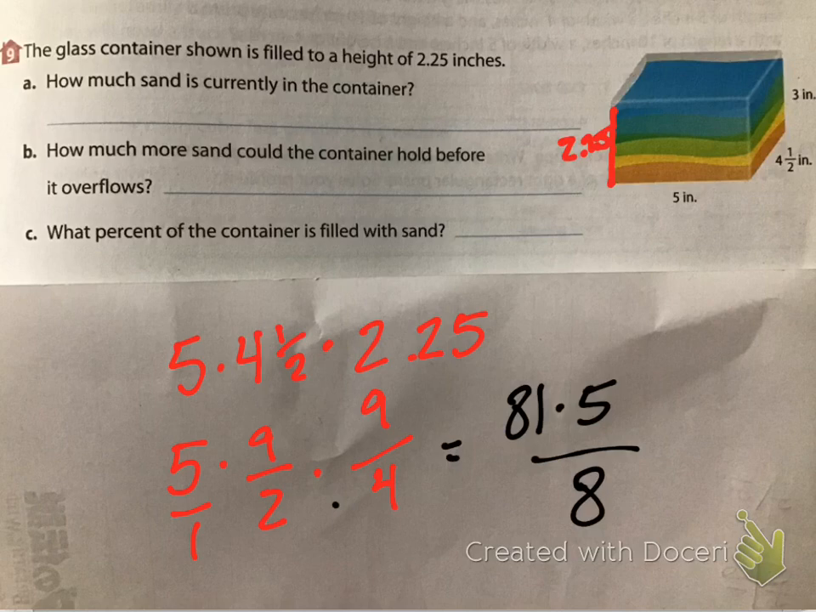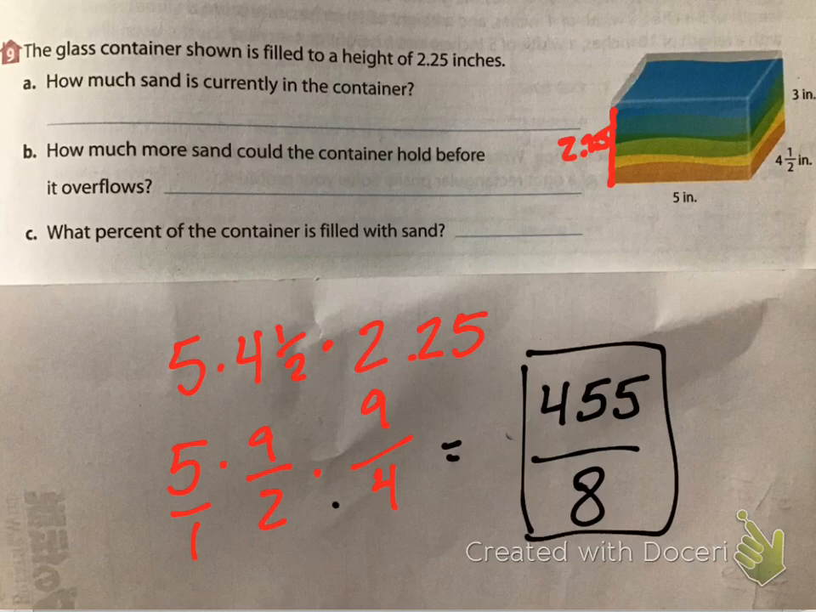What is 81 times 5, Lucy? We get 405. Excellent. Great job. So that is how much sand is currently in the container.